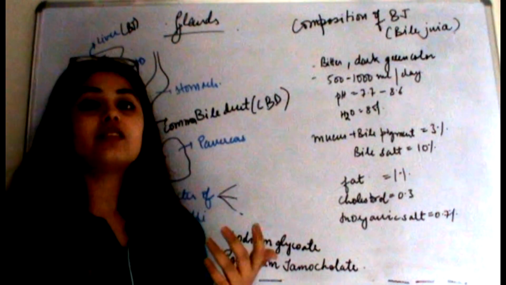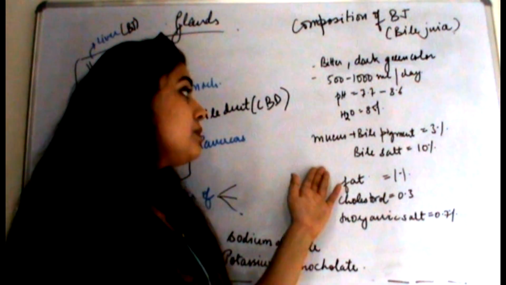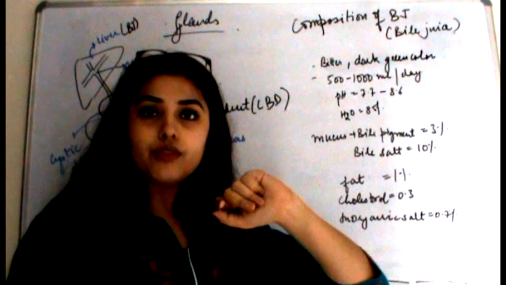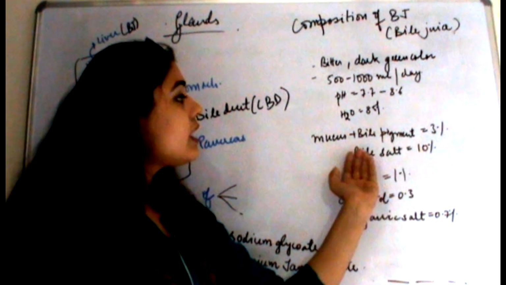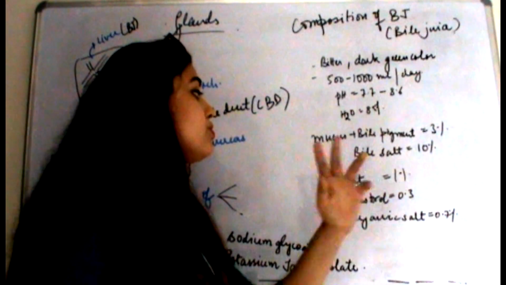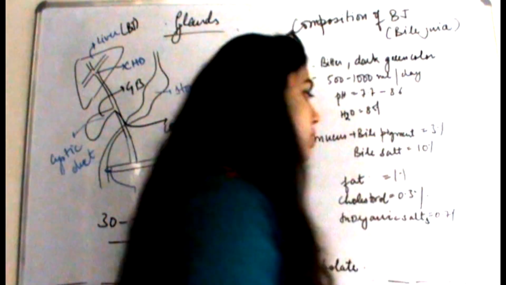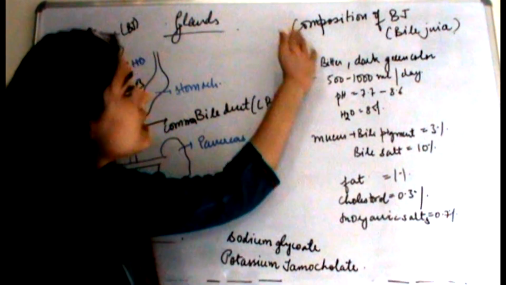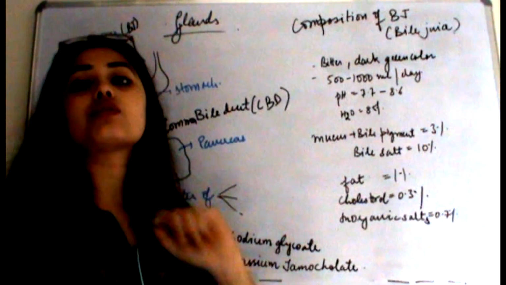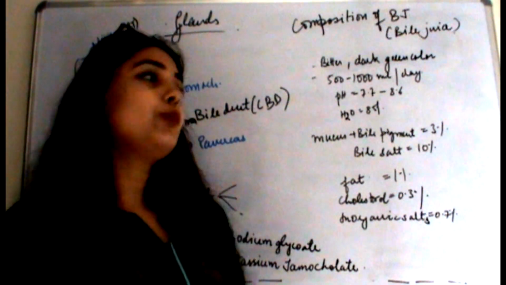So the rest of it, the rest of 15%, where will it go? The rest of the 15% is made by mucus plus the bile pigments. They're making 3% of the bile juice. Next is bile salts, they're making 10%. Then fat, 1%, cholesterol 0.3%, and inorganic salts, they are 0.7%. So this is the composition of bile juice, and these are the concentrations of its constituents, right? Have you guys understood? I hope you have.